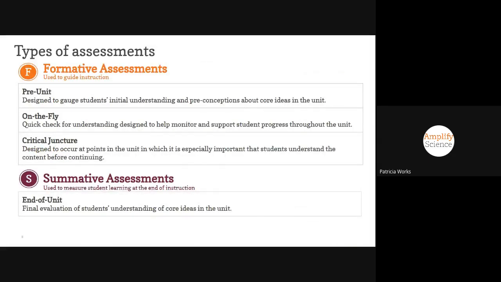So take a moment to read the types of assessments in the Amplify program here to yourself.